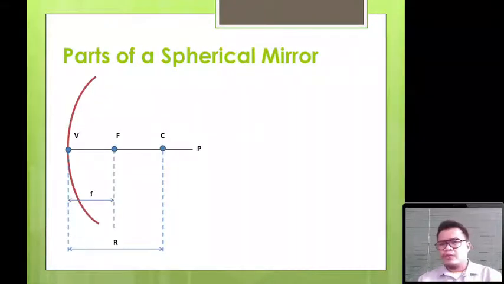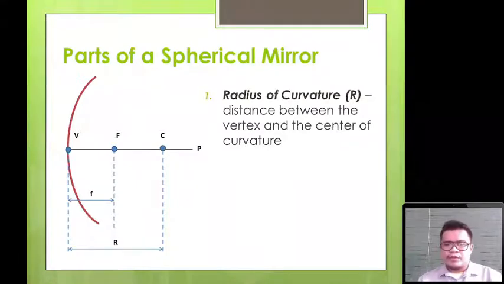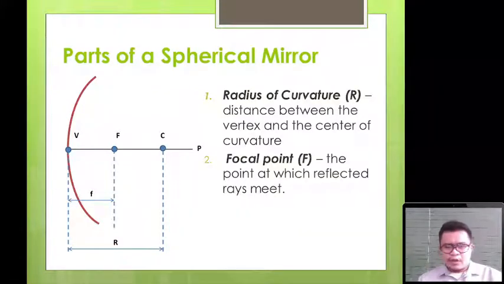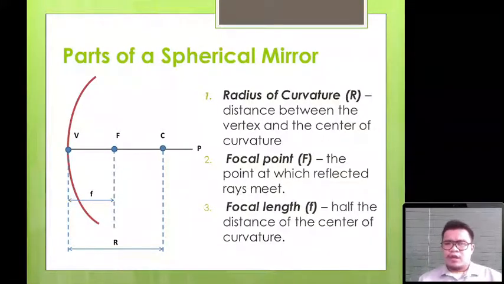Now, in order for us to further our understanding, let's talk first about the parts of a spherical mirror. So we have here on the left side a diagram of a curved mirror. Each of these points in the diagram shows the corresponding parts of a spherical mirror. To imagine this spherical mirror, I just want you to think of a circle, okay?